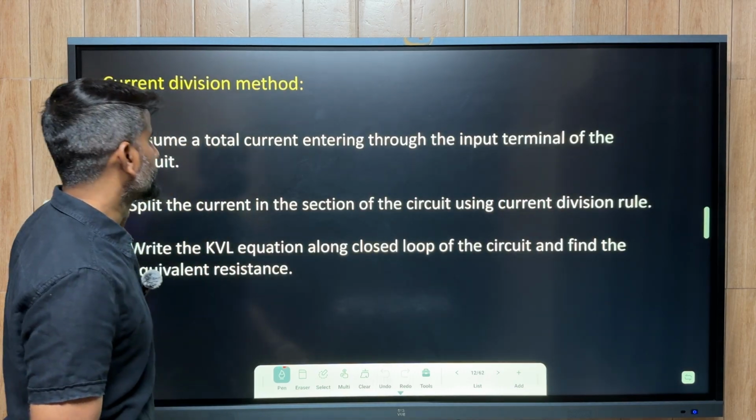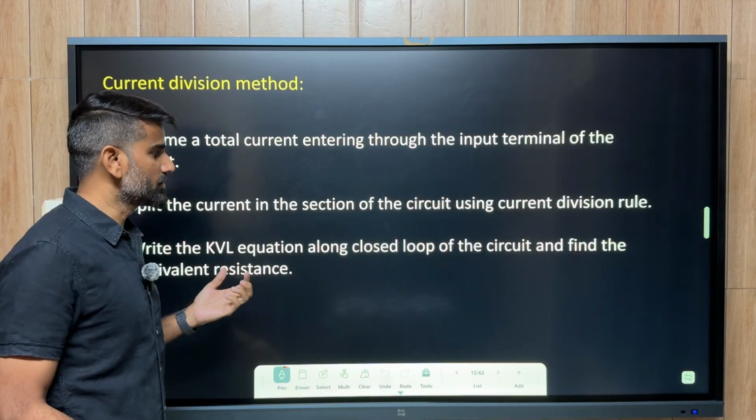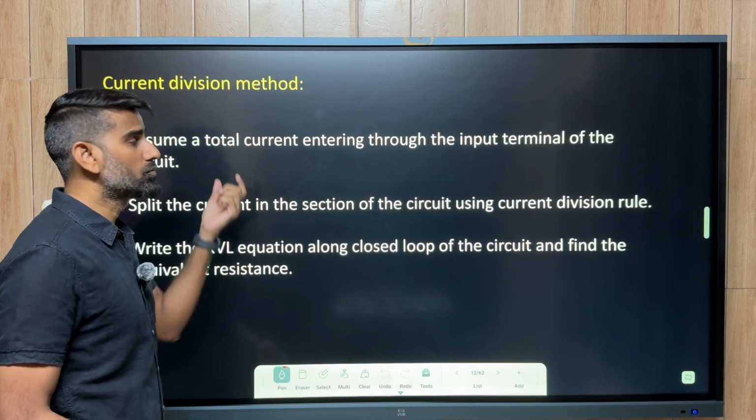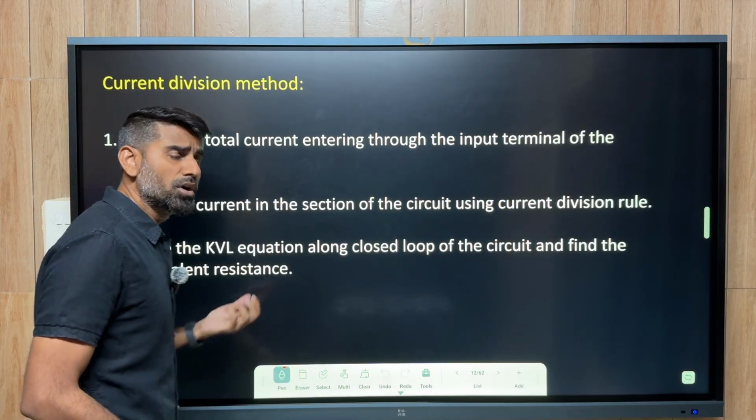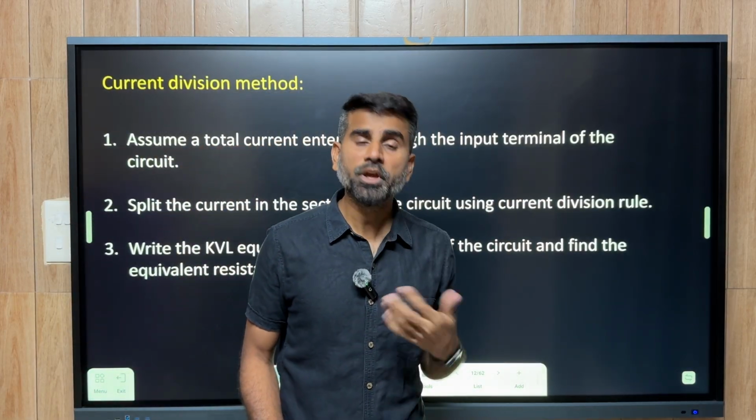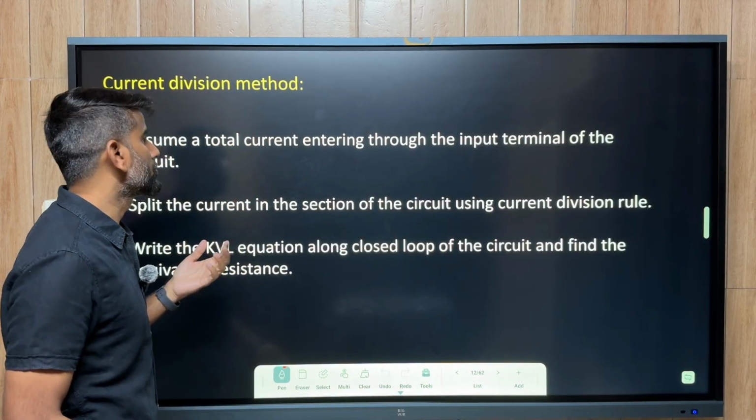Let's look at the three steps that I have mentioned here. Read out these three steps that we are going to follow in order to find the equivalent resistance by using this current division method. We will go through one or two examples as well to make you understand it even better. Okay. So first, I'm reading out the steps that I'm going to follow.